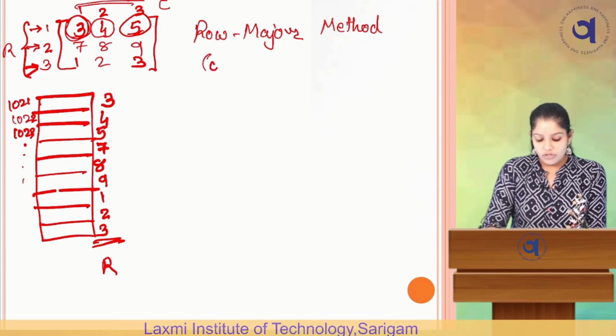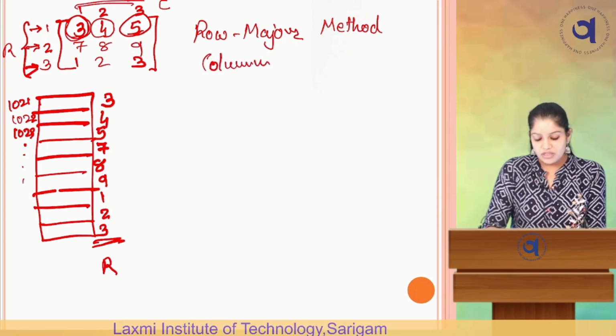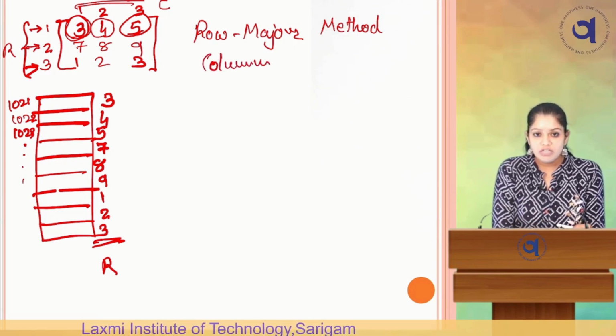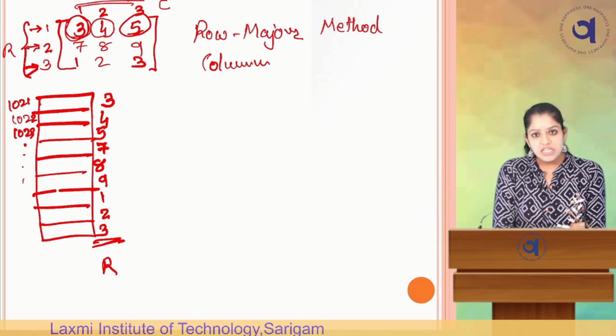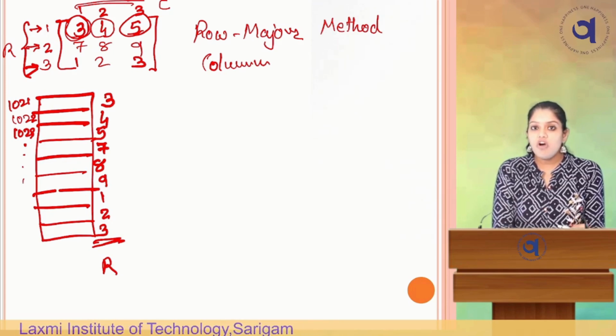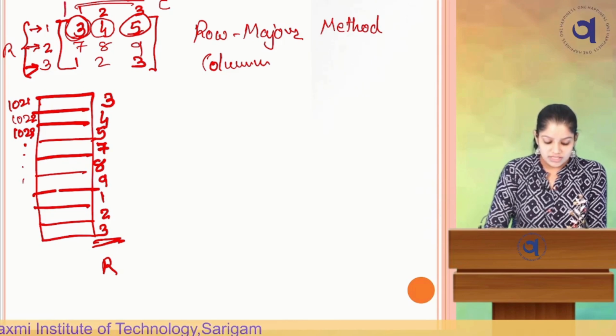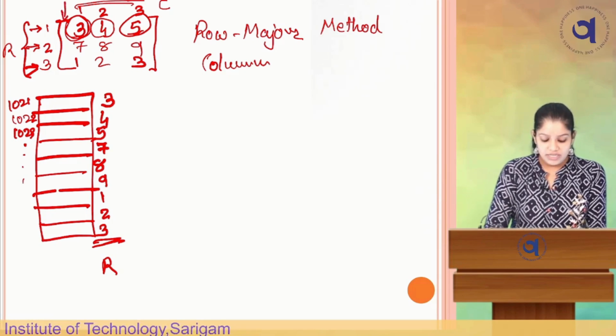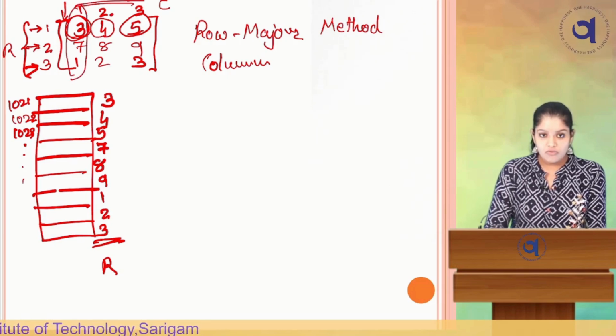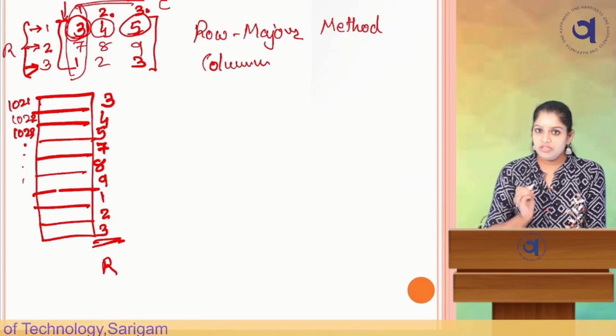Now, if I want to use the column major method, we need to consider the columns first. So, we need to go in this manner: first we need to complete this entire column, then go for the second column, and then the third column.